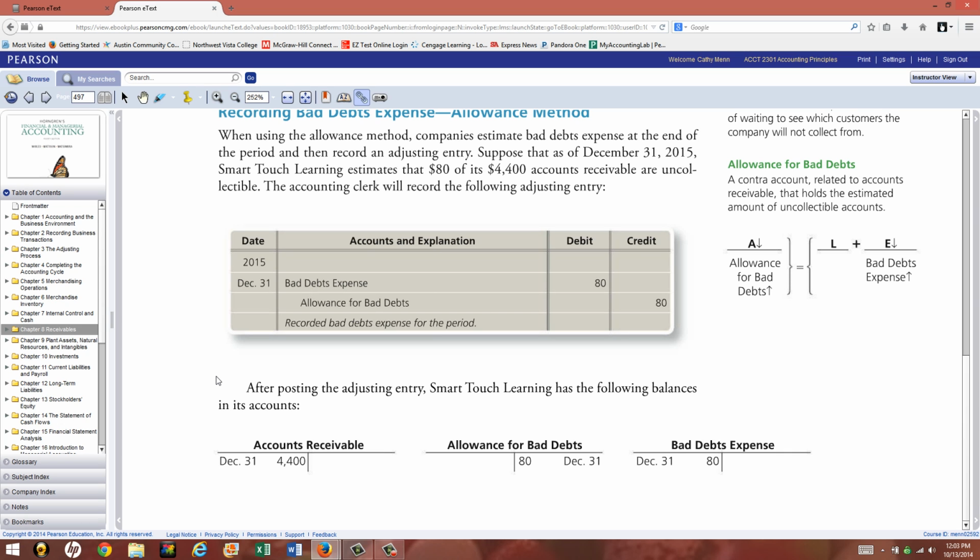That's very important because you're going to have questions that say, what's your net accounts receivable? And it is the accounts receivable balance minus the balance for the allowance for bad debts. And so that's why I went back to capture that. Okay, so we looked over on page 499 at when we write off an uncollectible.